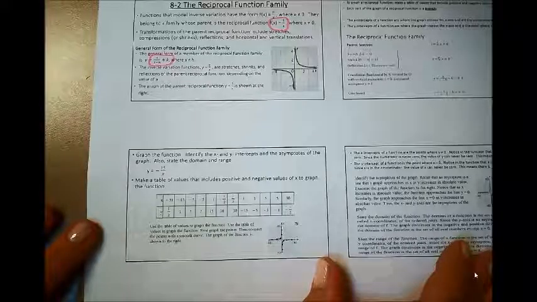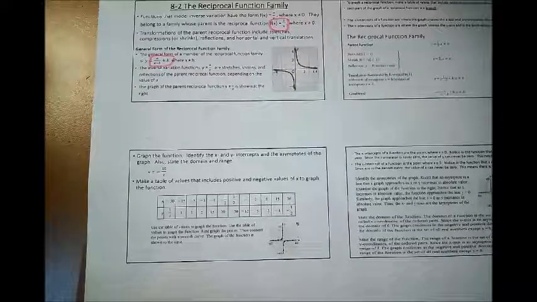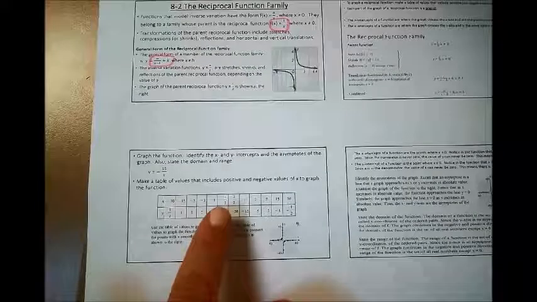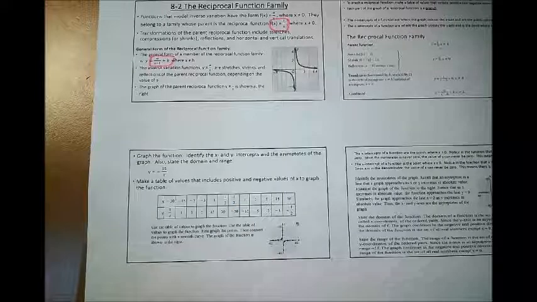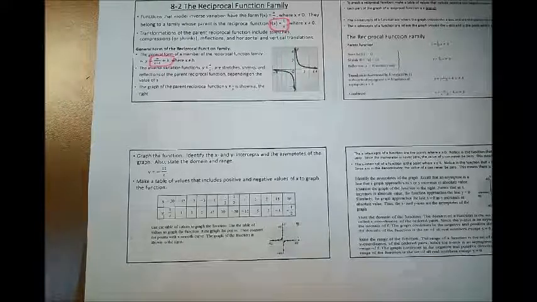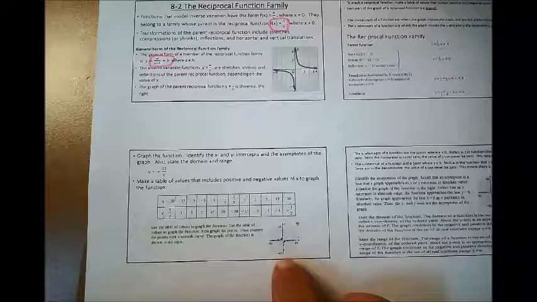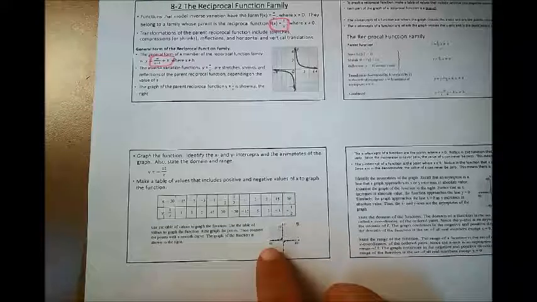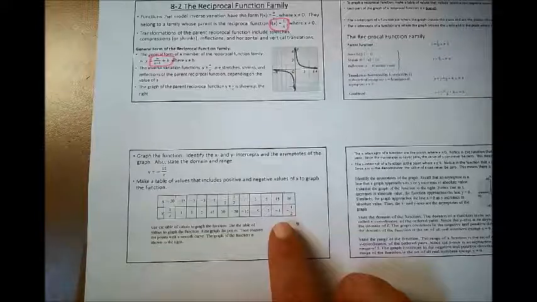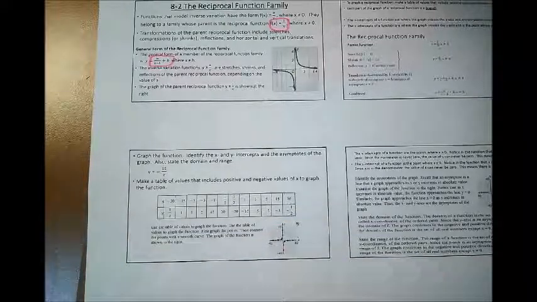Then, hope you all have your handy dandy calculators. We're down here. It says graph the function, identify the x and y intercepts and the asymptotes of the graph. Asymptotes are lines where the graph cannot cross. So like down here, the graph doesn't ever get to the line x is 0 or y is 0. So those are going to be the asymptotes of that particular graph.